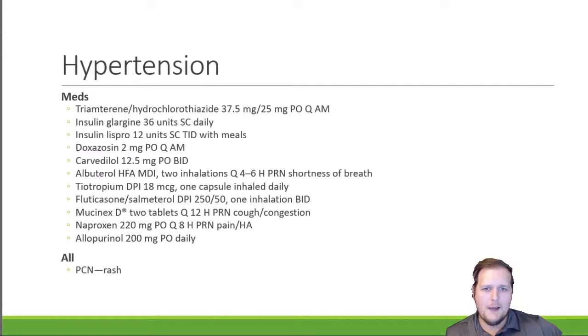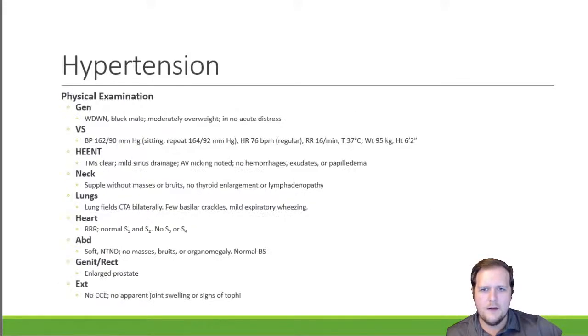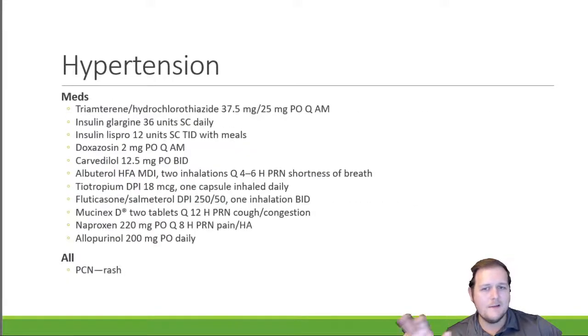I want to see what his labs are going to look like after that, and then see if that gets him under control, right? Now he's sitting at 162 over 90. So is the addition of the ACE inhibitor going to be the only thing that's going to fix it? Not necessarily, right? We'd have to figure out how much of a drop we're going to get there, and then maybe add on something else from there.